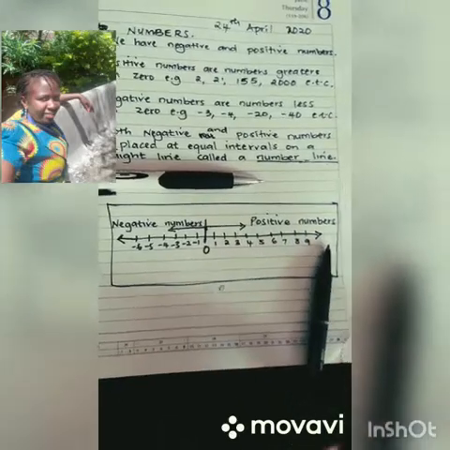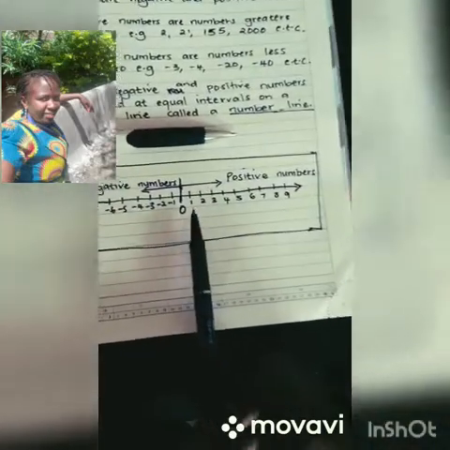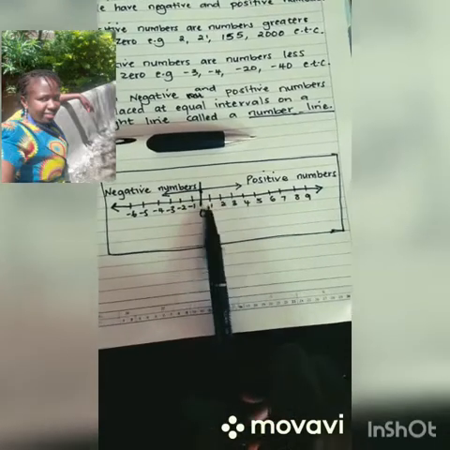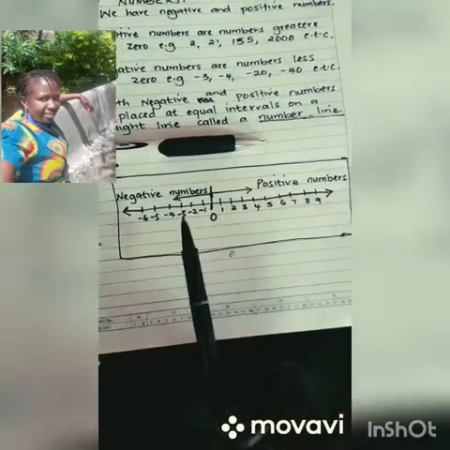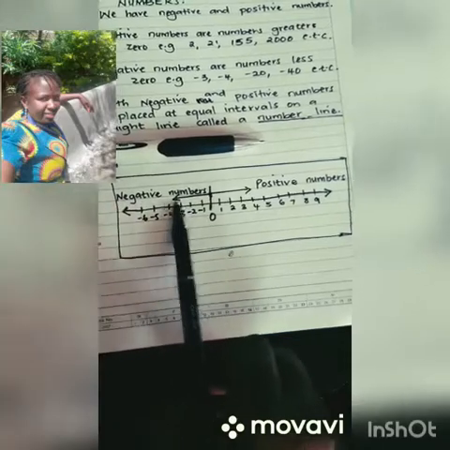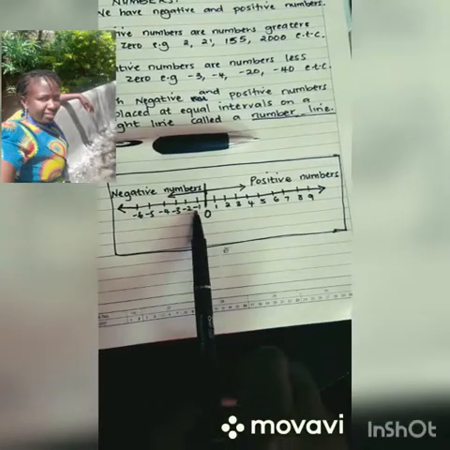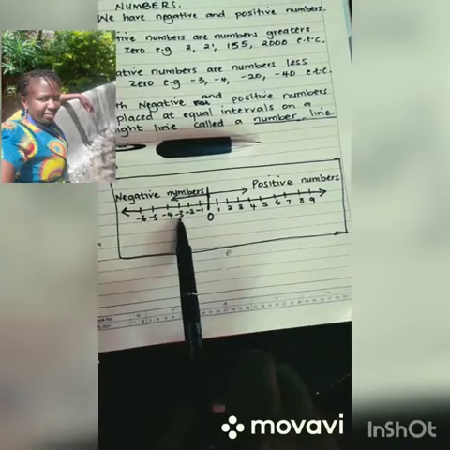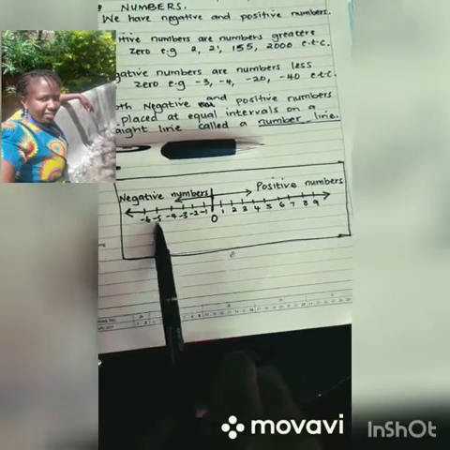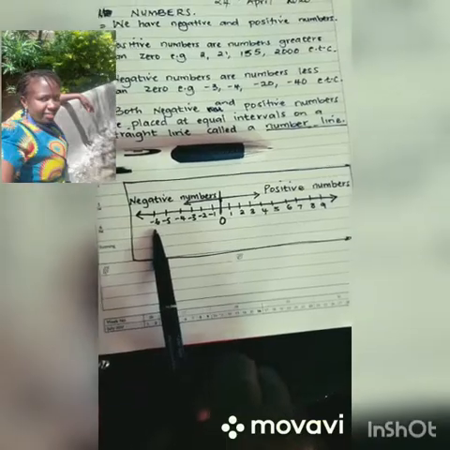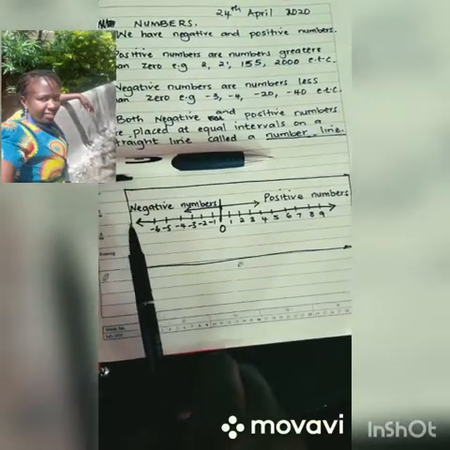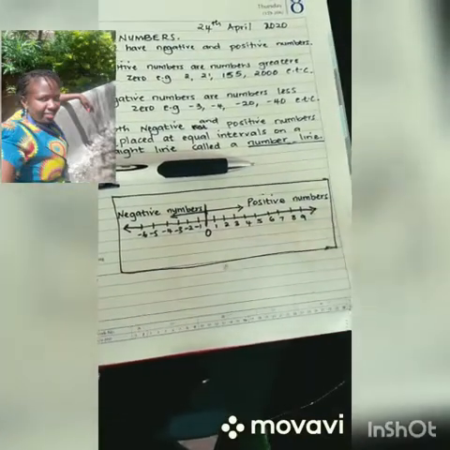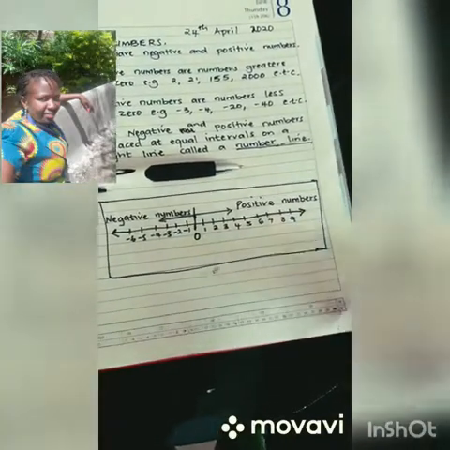Now, here we have 1, 2, 3, 4, 5. These are numbers that you're used to. And on this side, a note here, it's not a must you write positive 1, positive 2. You just write 1, 2, 3, 4, 5. And on this side, we have negative numbers. You must put the negative sign here. Negative 1, negative 2, negative 3, negative 4, negative 5, negative 6, negative 7, it can go up to negative infinity, and on this other side it can go to positive infinity.